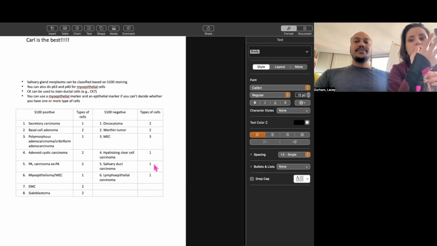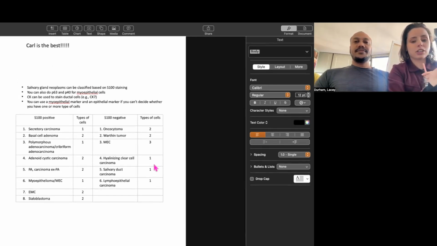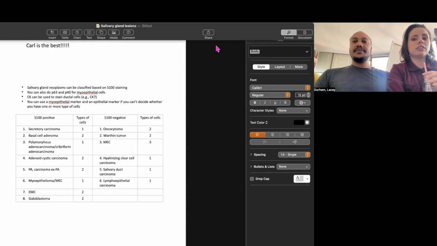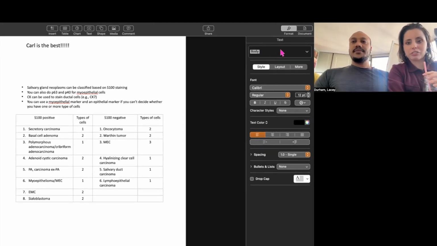But yeah, so once you're looking at the histology under the microscope, the S100 helps you, and then furthermore, these stains will help you identify which cells are which, and also if there's more than one cell population, obviously two of these cells will be lighting up.